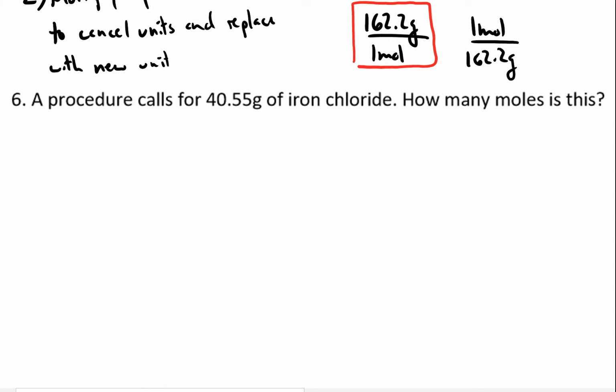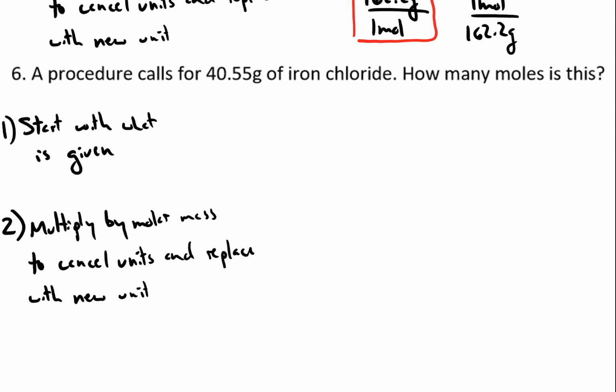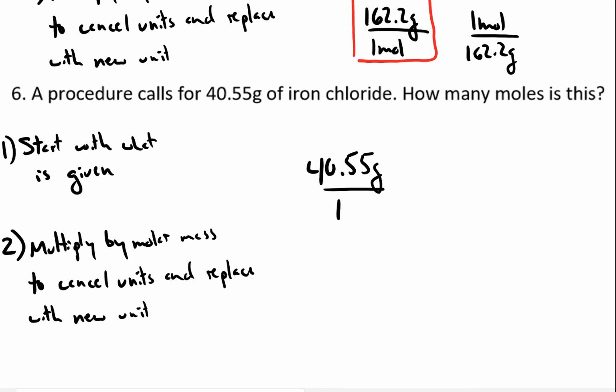Looking at the second problem, a procedure calls for 40.55 grams of iron chloride. How many moles is this? Let's use the same two steps as before. Start with what we're given, multiply by molar mass to cancel units and replace with a new unit. Here I'm given 40.55 grams, and I need to pick one of the two molar masses to multiply this by such that grams cancel and they're replaced with moles.